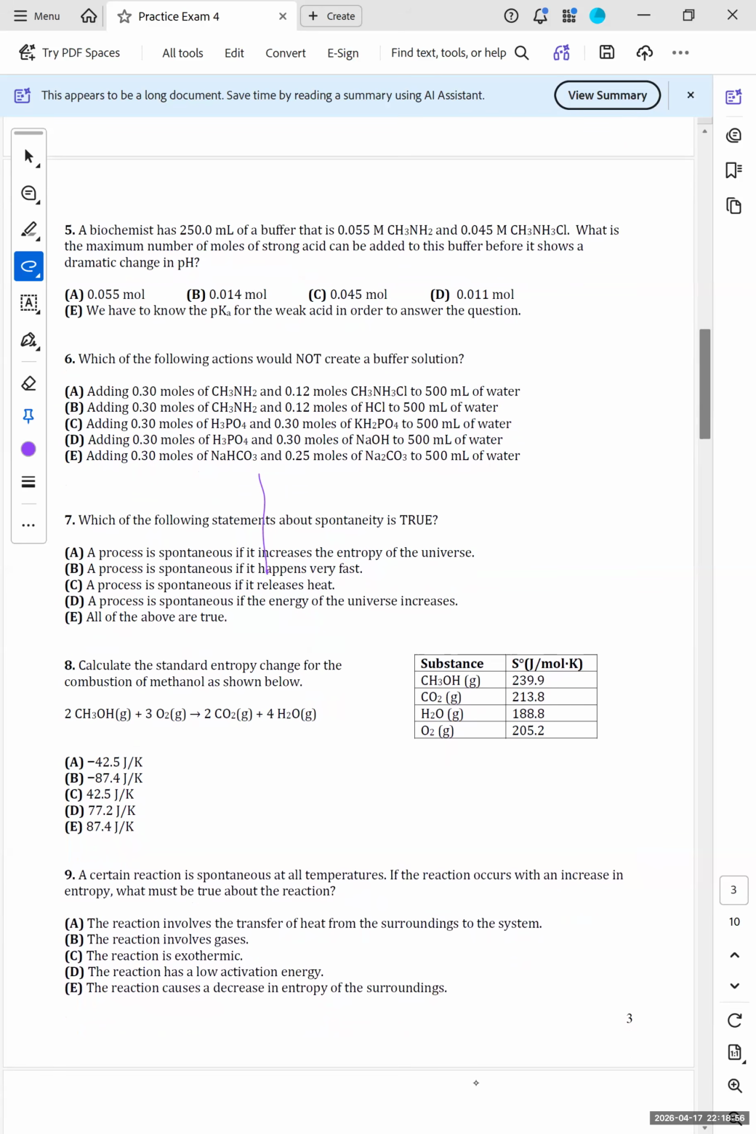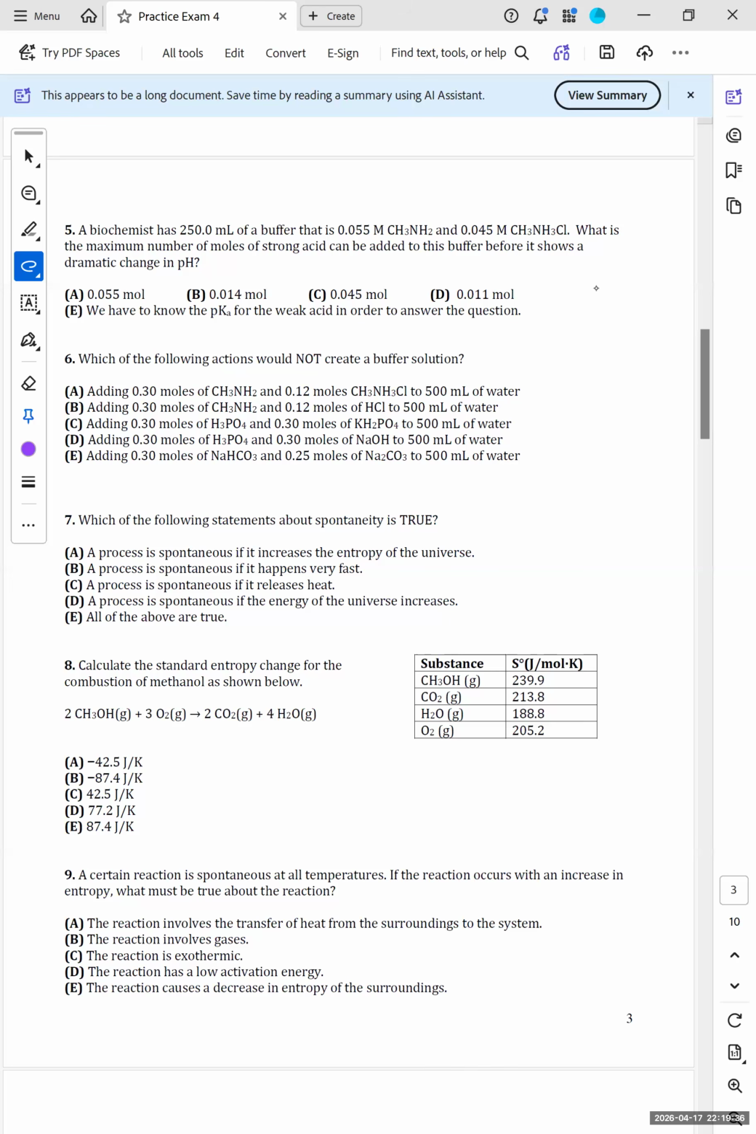All right. Let's go with 5. What is the maximum number of moles of strong acid that could be added to the buffer before it shows a dramatic change in pH? All right, so this is like buffer capacity. I think this was talked about maybe a week or two ago. I don't quite remember. So if a strong acid is added, it reacts with the weak base part of the buffer. So you need to know how many moles of the weak base are present. So I would do a little bit of math with this one.